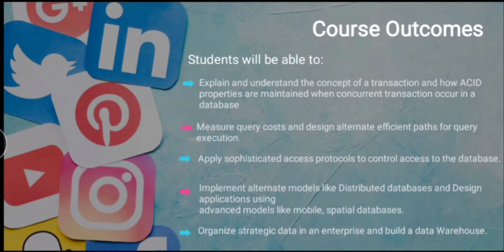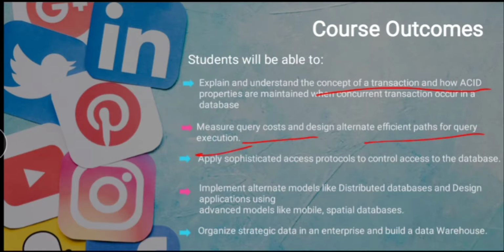Likewise, I have course outcomes. In course outcomes, whatever the transaction and ACID properties are, we should be able to explain. The students, meaning you people, should be able to explain and understand the concept of transaction and ACID properties. Now what do you mean by transaction and what do you mean by these ACID properties? Again, I will be clearing this when we start with the actual syllabus. Then I need to measure the cost of the query. So the second course outcome is to measure the query cost and design alternative efficient paths for the query execution.